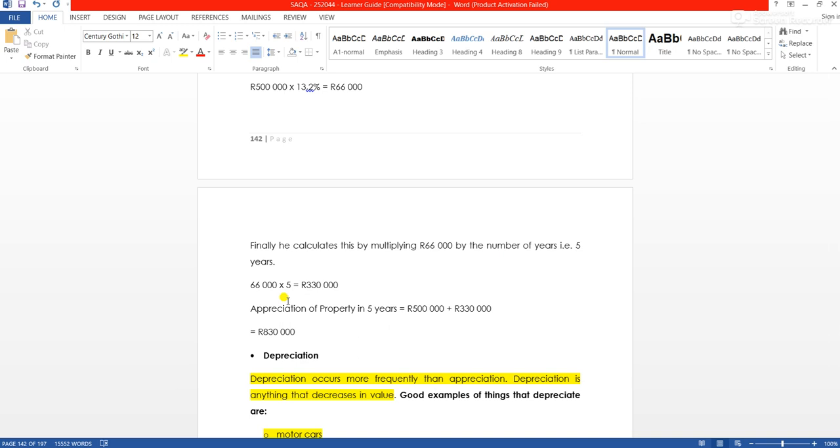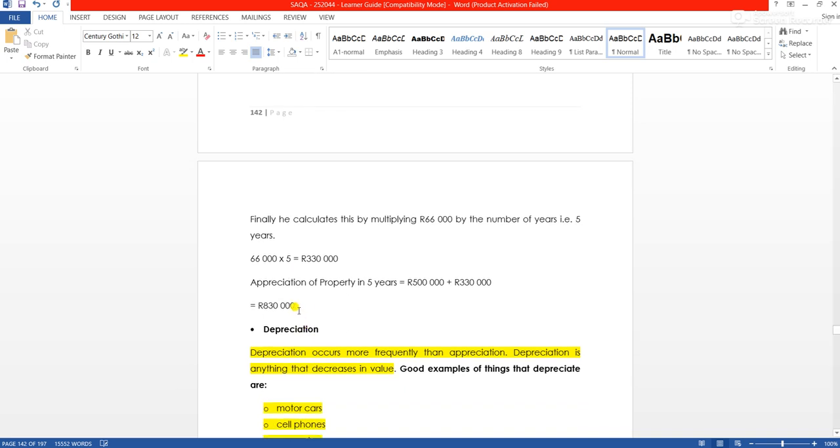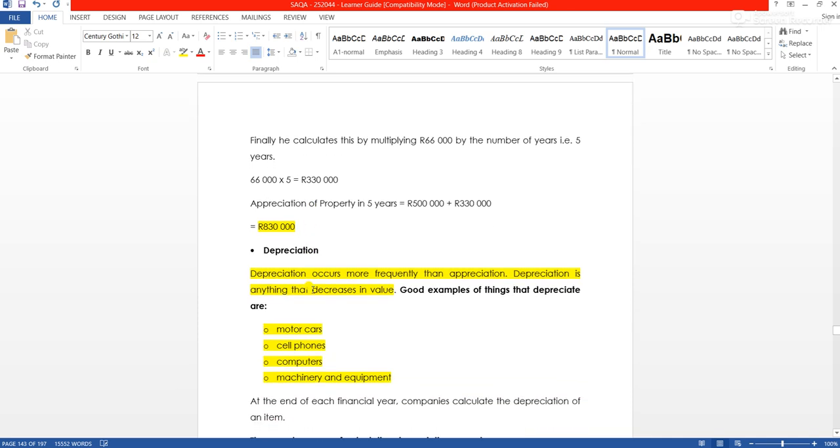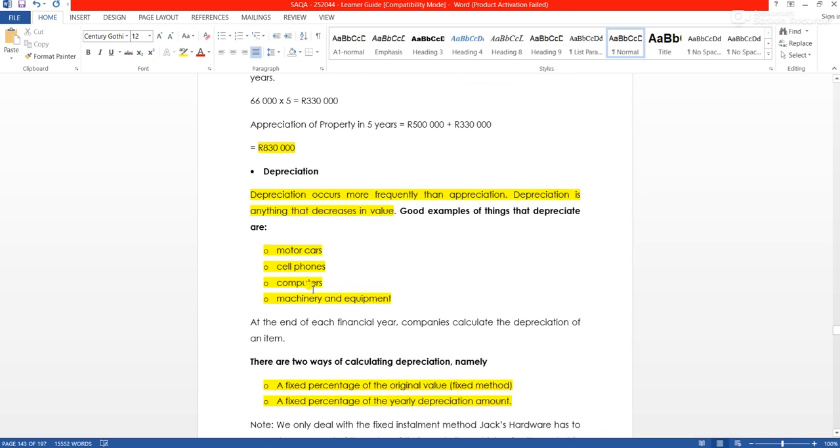So the appreciation of the property in 5 years will have to add 330,000 by 500,000. So in the next 5 years, the house will be worth 830,000 rand. So that's close to 1 million. That's quite a lot, you know. Depends on how much you bought the house for.